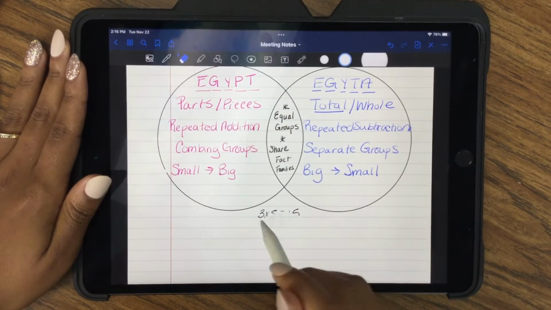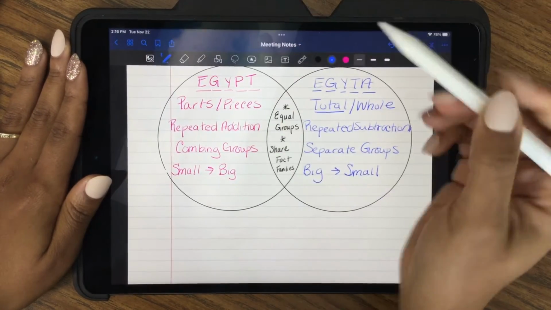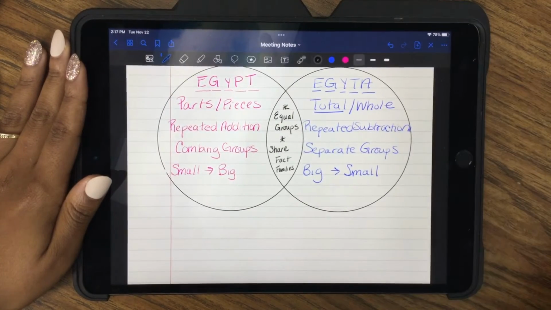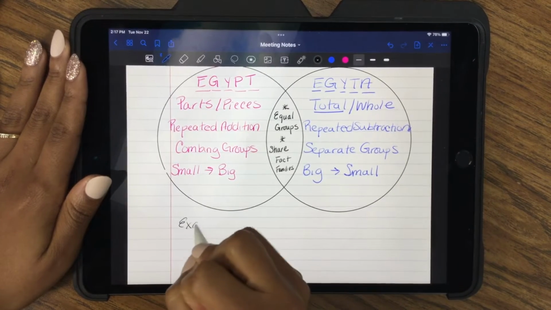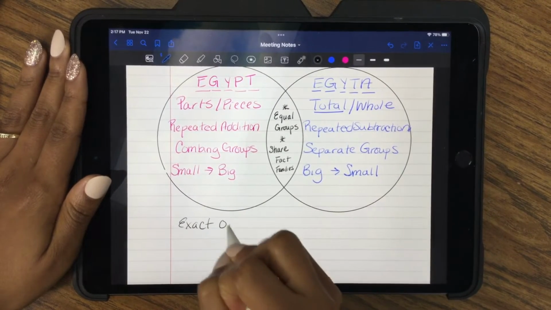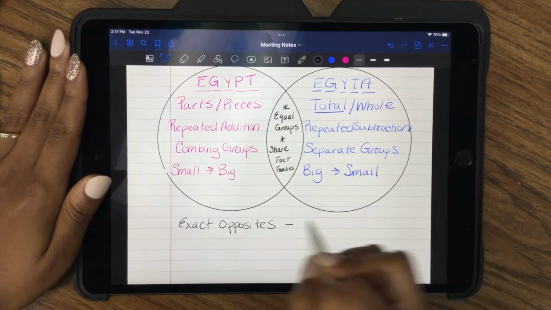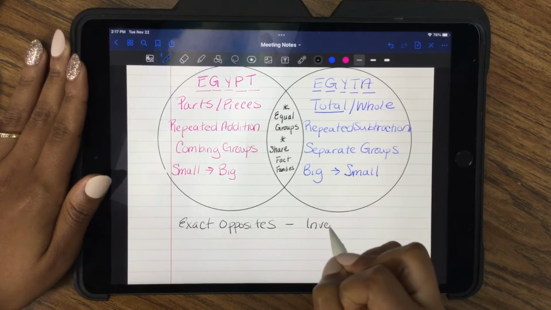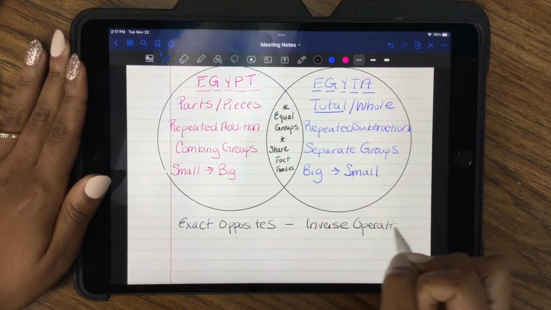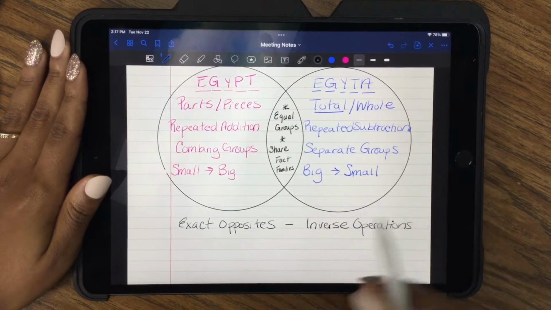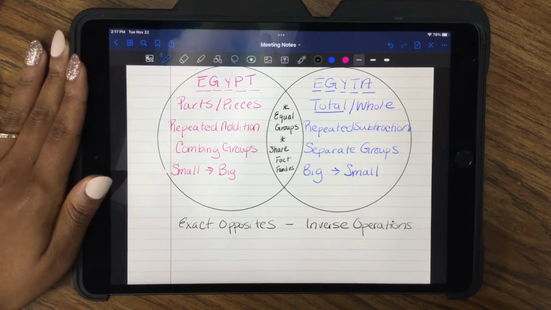Okay, so what pattern do we see here? When we look on each side, we can see that multiplication and division are related because they are exact opposites. And in math, we call that inverse operations. So everything we looked at on this side and that side, everything is the opposite.